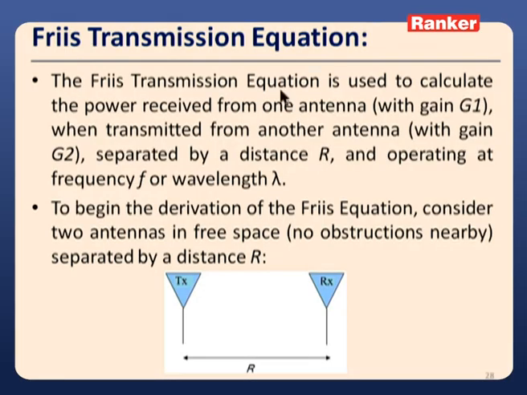For the Friis transmission equation, let us consider a communication system which consists of a transmitting antenna and a receiving antenna. The distance between these two antennas is r. The transmitting antenna has a gain of Gt. Let us take the gain of the transmitting antenna as G suffix t, the gain of the receiving antenna as Gr, and the effective aperture of the receiving antenna as Aer.